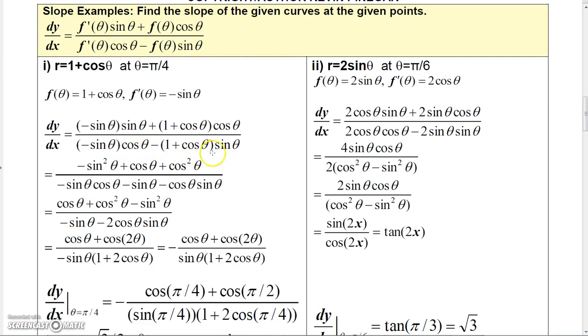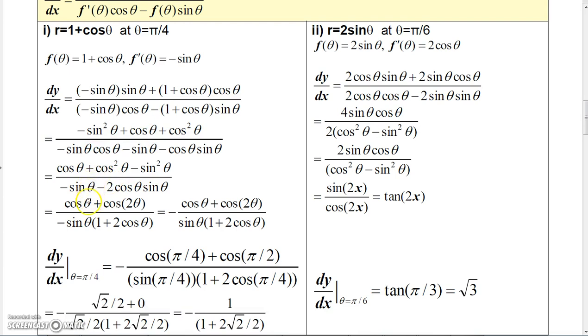And then when you distribute the minus and the sine theta through, you actually get minus sine theta minus cosine theta sine theta. Now, the top is cosine theta plus cosine squared theta minus sine squared theta. The bottom is actually minus sine theta, and then you have two of these minus sine theta cosine theta. So we have minus sine theta minus 2 cosine theta sine theta. Now, cosine squared theta minus sine squared theta can be written as cosine 2 theta, so I simplified that there.